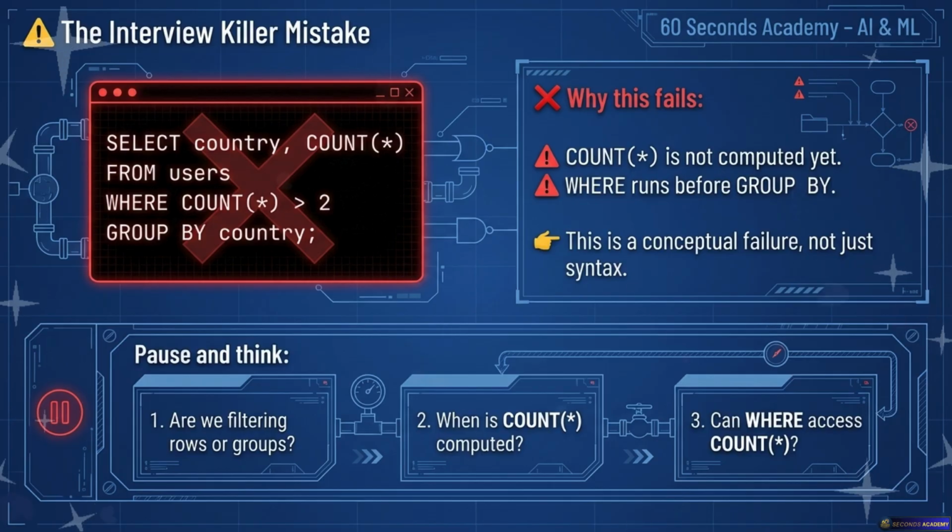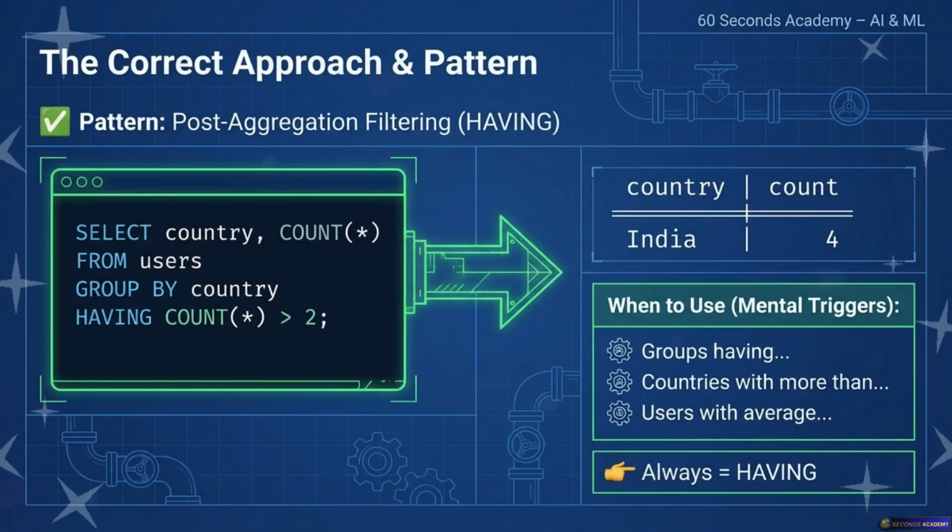Wow. Writing that in an interview signals that you don't know the physical order of operations of your primary data extraction tool. So the correct approach for our anchor problem, finding countries having more than 2 users, required shifting that condition to the correct phase. Yep. The correct query is select country, count star from users group by country, having count star greater than 2. That's it. And when run against our dataset featuring Amit, Sarah, Raj, and John, the output is a single row, India, with a count of 4.